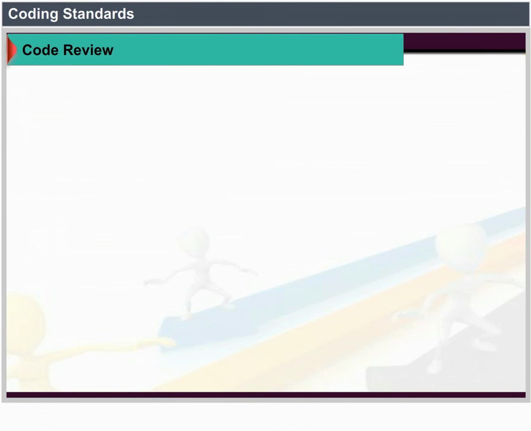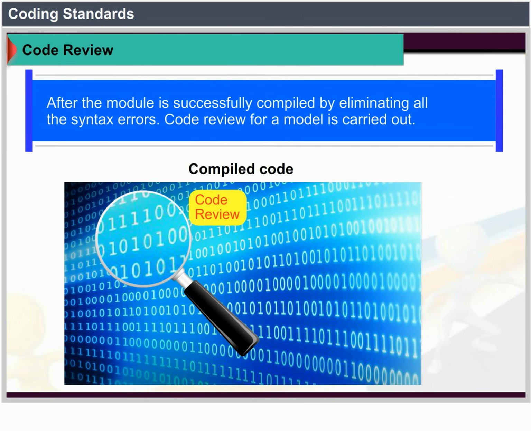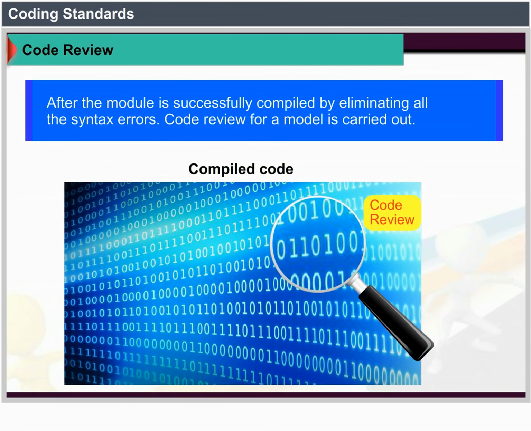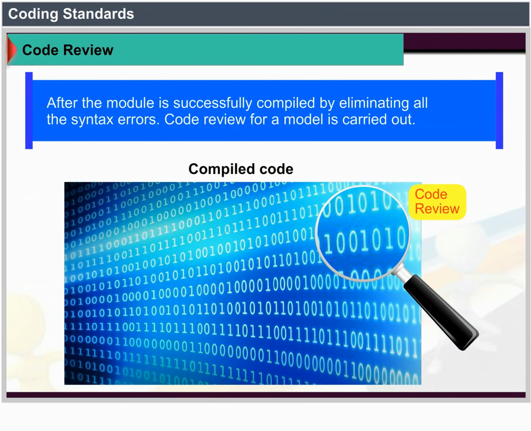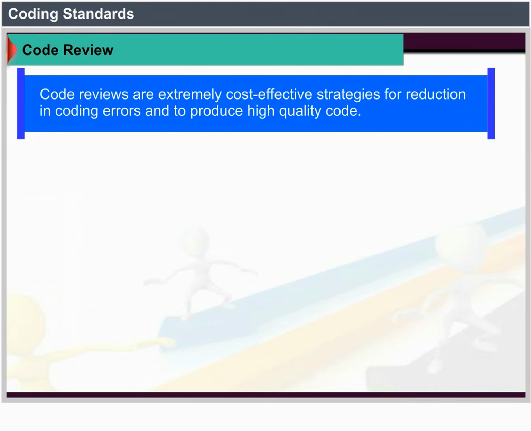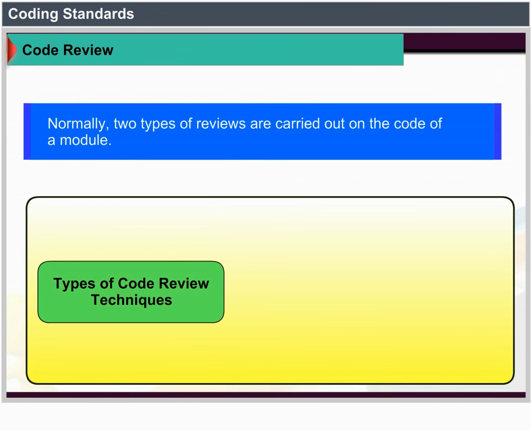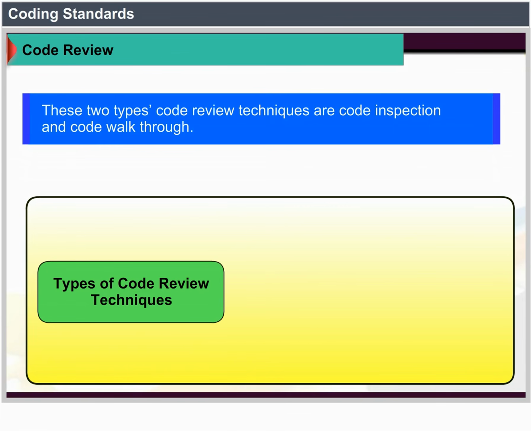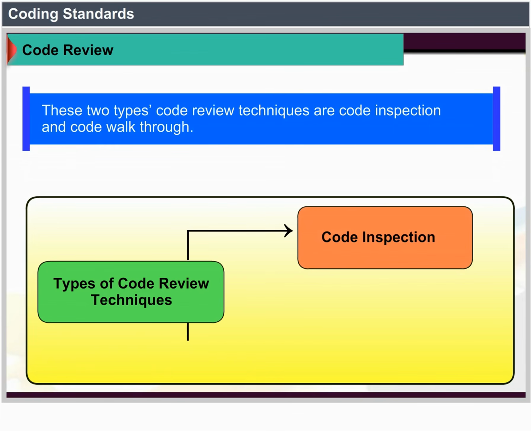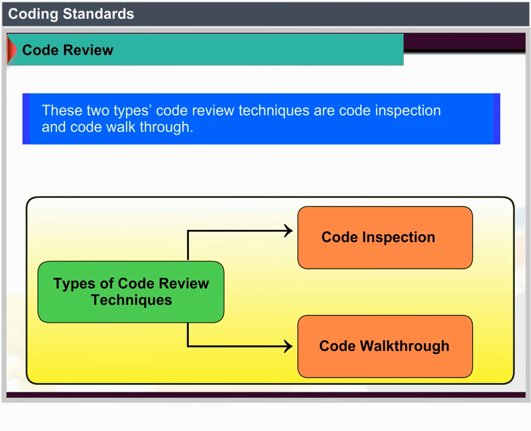Code review. A code review for a module is carried out after the module is successfully compiled and all the syntax errors have been eliminated. Code reviews are extremely cost-effective strategies for reduction in coding errors and to produce high-quality code. Normally, two types of reviews are carried out on the code of a module. These two types of code review techniques are code inspection and code walkthrough.